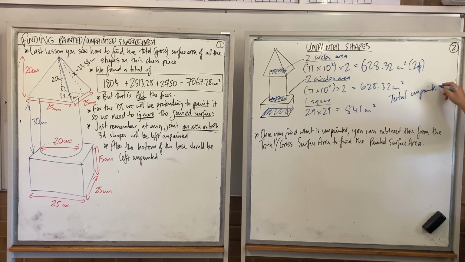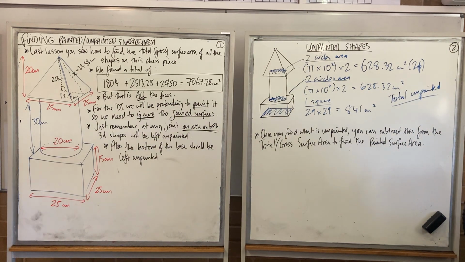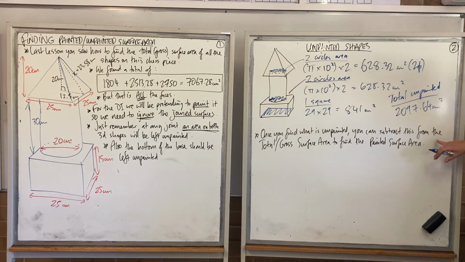So total unpainted. What do I need to do to those 3 numbers that I just found? Add them together, plus 628.32 plus 628.32. So 2097.64 square centimeters. Once I've found that, once you find what is unpainted, you can subtract this from the total or the gross surface area to find what is going to be painted.